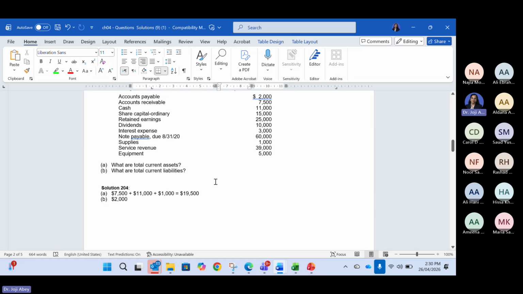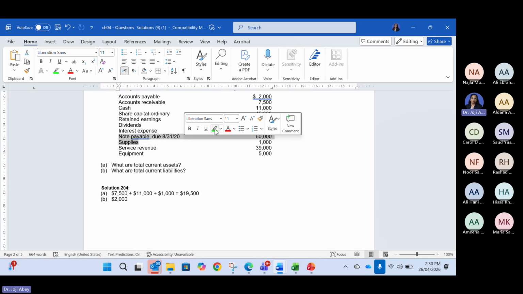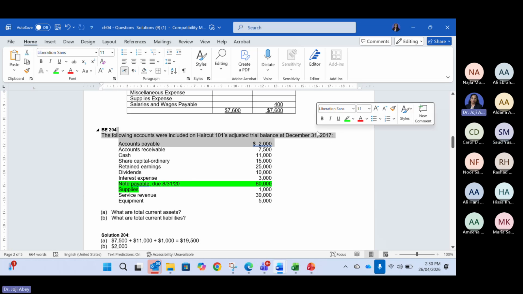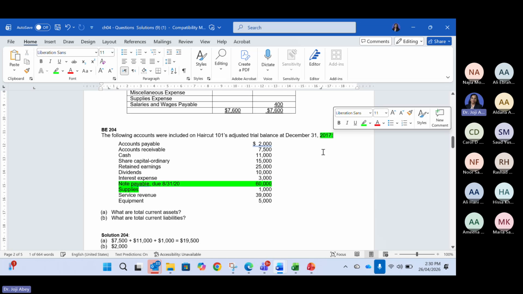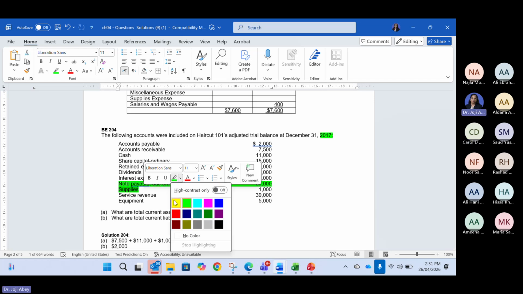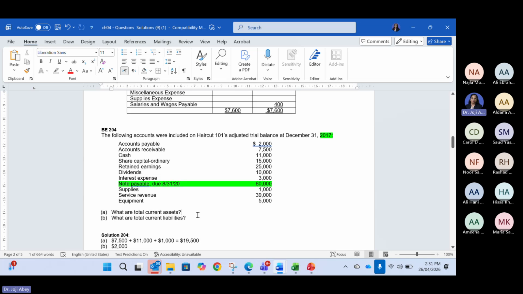Very good. And regarding the notes payable, we need to check the time period, whether it is for 1 year or more. See, this notes payable is due in 20, and the accounts were prepared in 2017. So will this notes payable be current or long term? Long term. So it is clear how you will be able to identify.